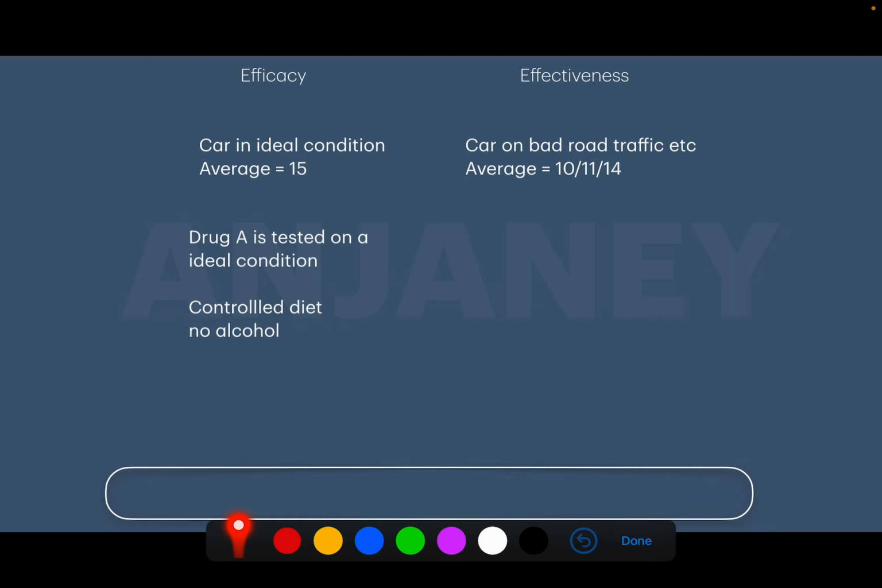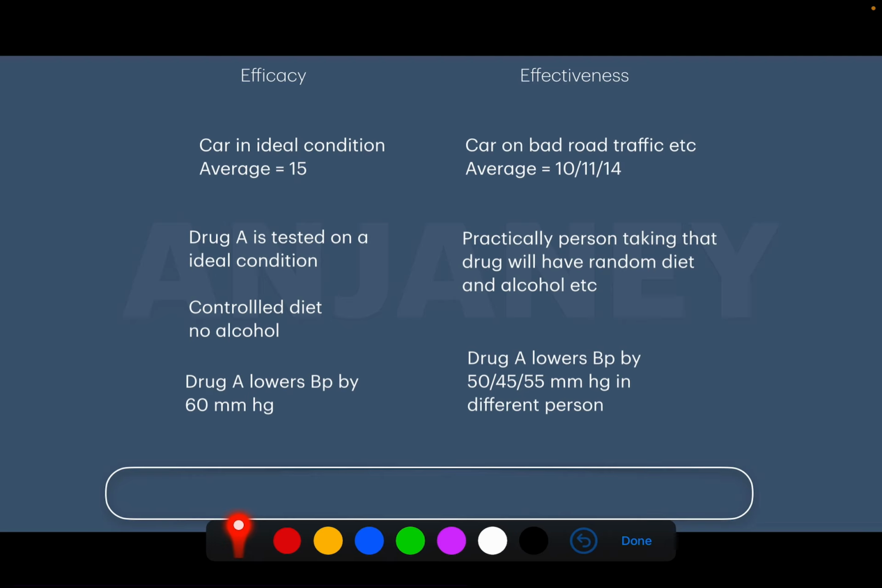In the same way, let's say a drug A is tested on a patient in ideal condition, meaning we are carefully watching the patient, that he is having a controlled diet, he is not having alcohol, so no drug reactions or interactions. In that environment, the drug A which was given will lower the blood pressure by 60. But in real day-to-day life, we won't be checking that patient, right? So he will be having a mixed diet, he will be taking alcohol, and interactions will happen. So in real day-to-day life, the same drug A will lower the blood pressure by 50, 45, or 55. In different persons, it will lower it by different amounts.